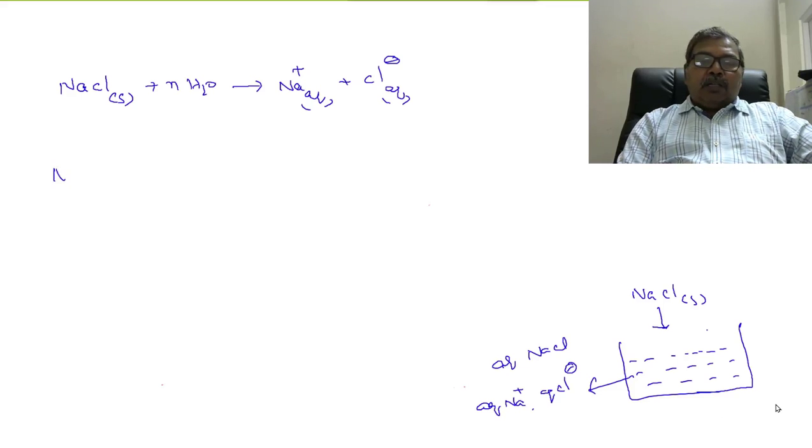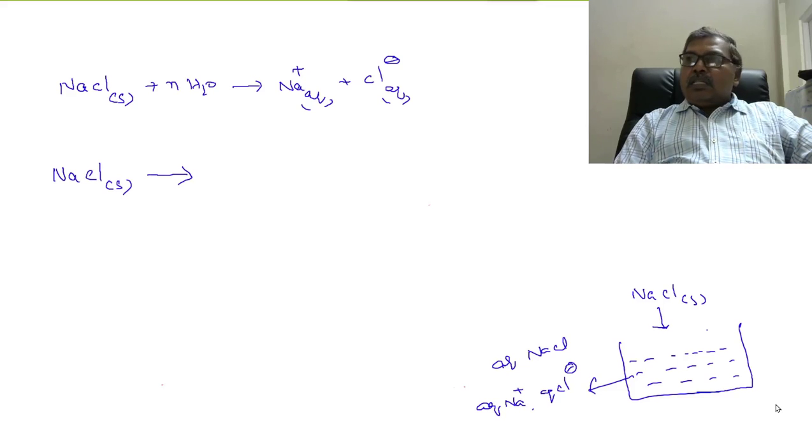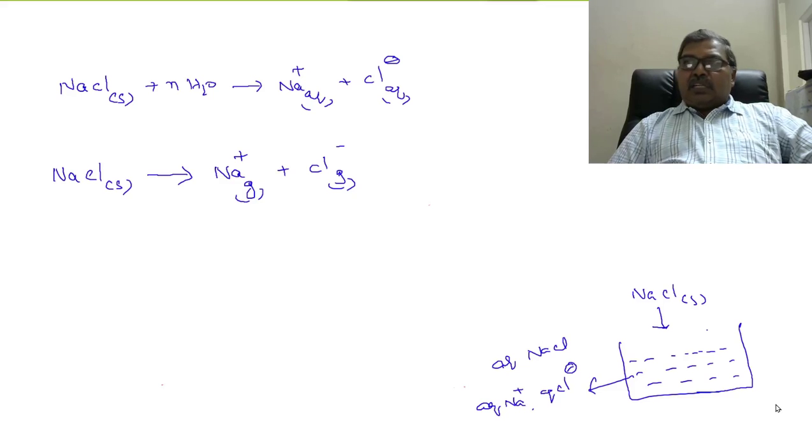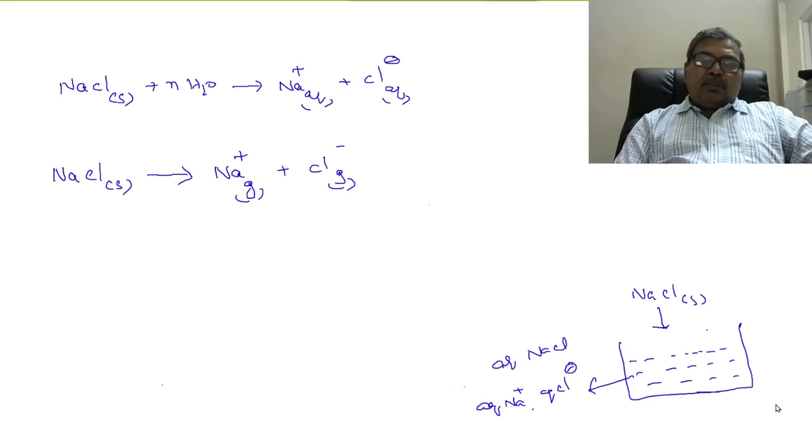See, for example, NaCl solid. Now, here it is broken into Na plus ion and Cl minus ion, which are in the gaseous state only. So, this is the first step.